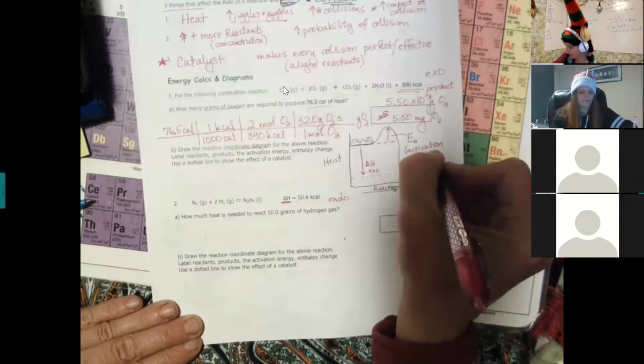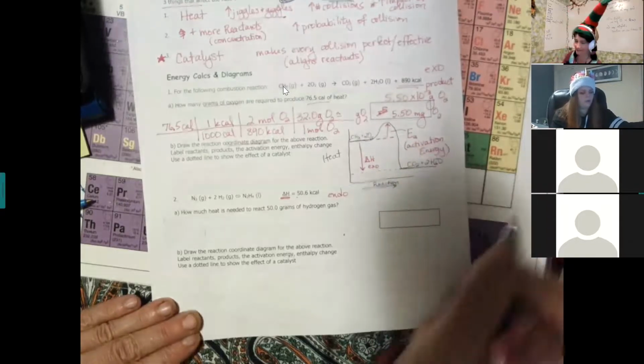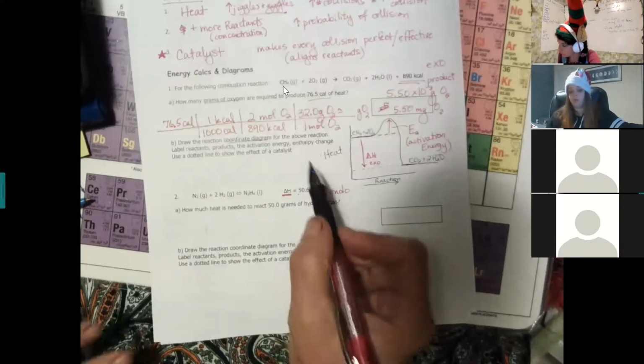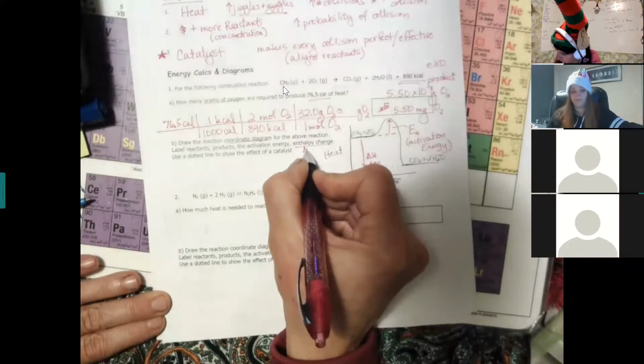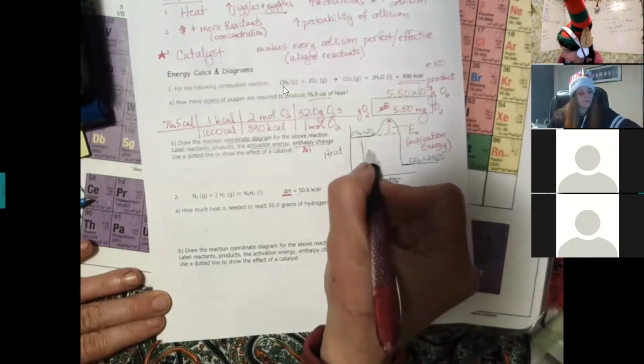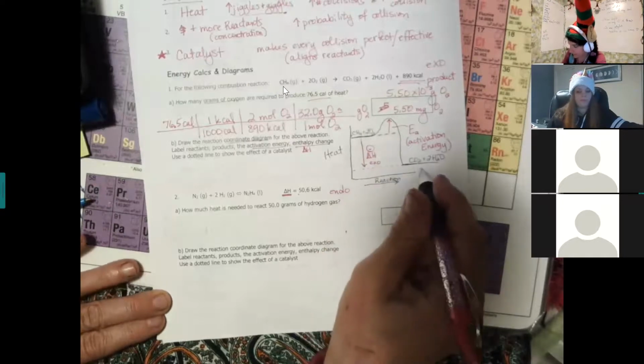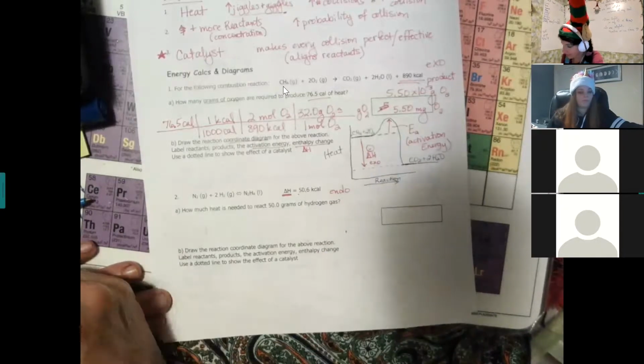And it is always that. It's exactly what that is. It's the energy to activate it. So they have to have a certain amount of energy to react. So the enthalpy change was the delta H, and the activation energy we just talked about. There's our reactants and products. This is a negative delta H because we figured that out up there.